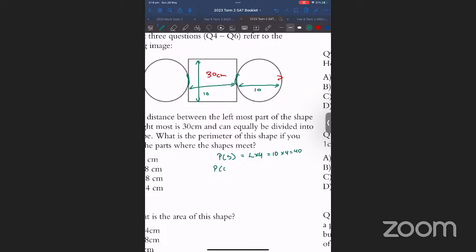Now, the perimeter of a circle is also called a circumference. I don't know if the spelling is correct. I'm not very good at spelling, but hope you guys get the idea. That's the circumference. So the circumference of a circle is pi multiplied by the diameter.